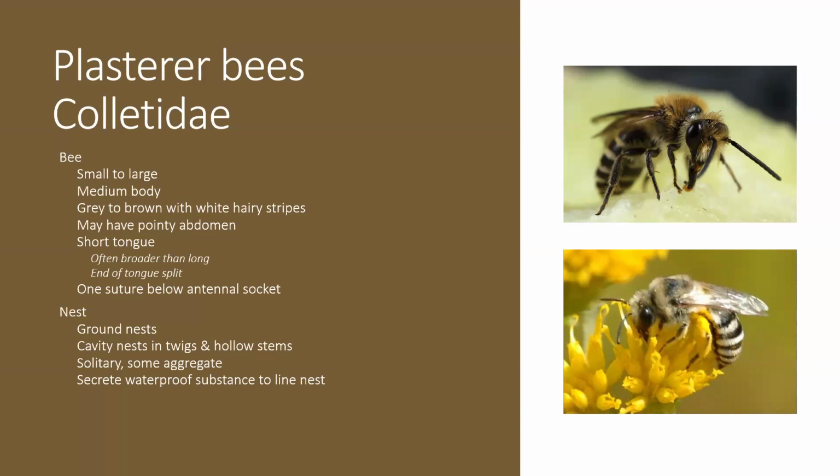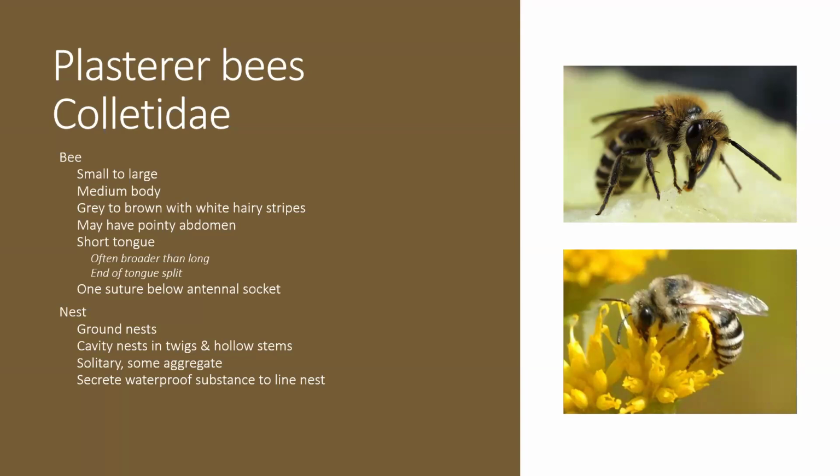And this is the one that I was mentioning just a minute ago. So if you remember, the Andrenidae or the mining bees are going to have 2 sutures below their antennal sockets. And our plasterer bees in the family Coletidae are going to have 1 suture below their antennal socket. But unless you're looking at them with a good hand lens or microscope, you're not going to be able to see that. These are another ground nesting bee.